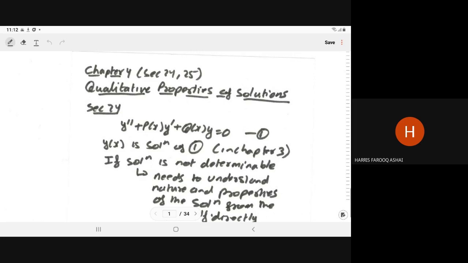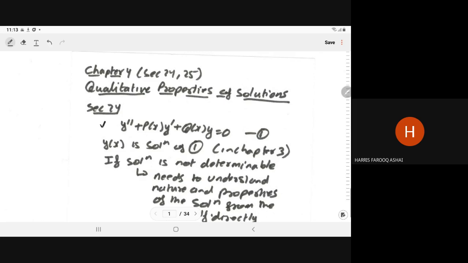Can we judge the nature of the solution? Yes, we can. That is the qualitative properties of the solution. It means that just from the differential equation, even though we do not know what the solution would be, we can determine the nature of the solution, how the solution will behave. That we can determine up to some extent. So that thing we will study in the qualitative properties.